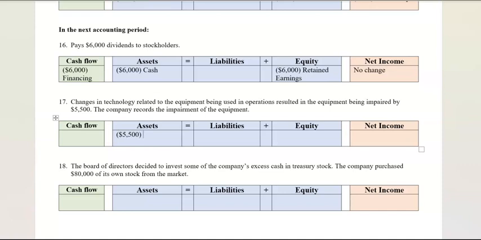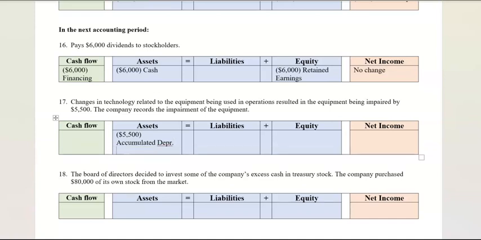It's either going to be an increase to accumulated depreciation. And remember that accumulated depreciation is a contra asset. So to increase the account, we record a negative. When we increase accumulated depreciation, assets decrease. Now, the other thing that could have happened is the company could have recorded the decrease directly to the equipment account.